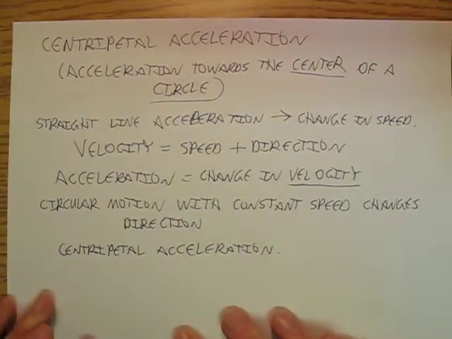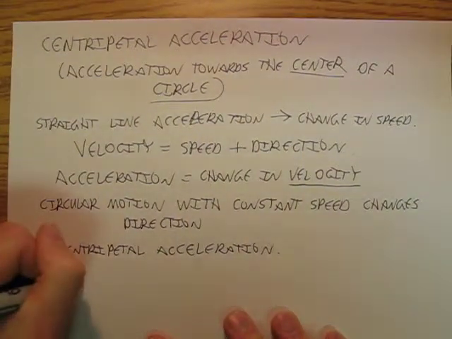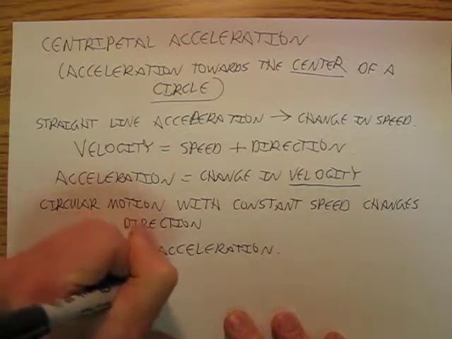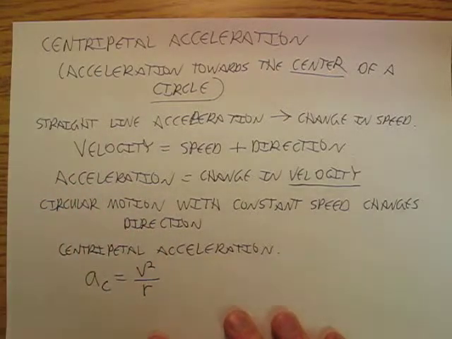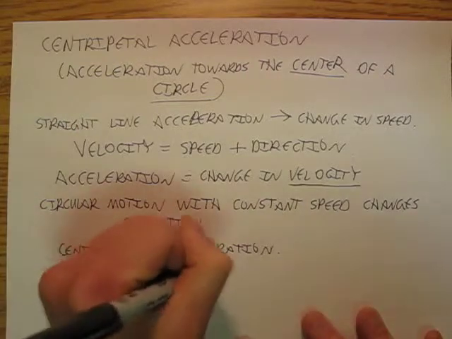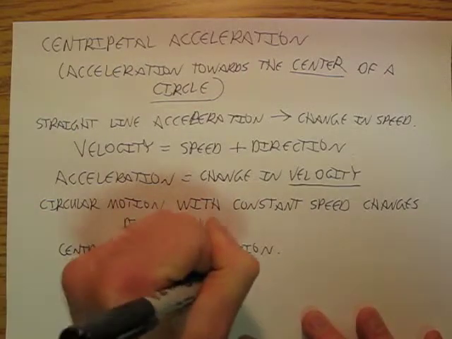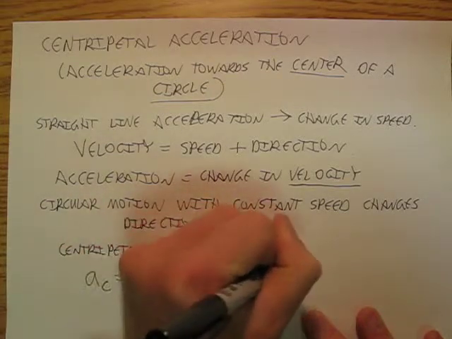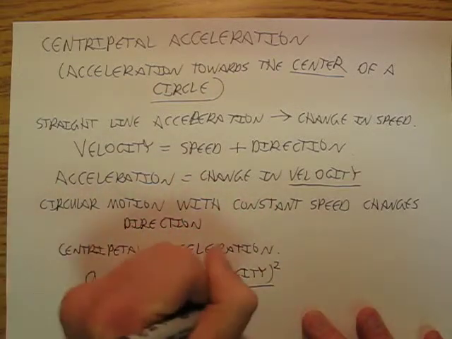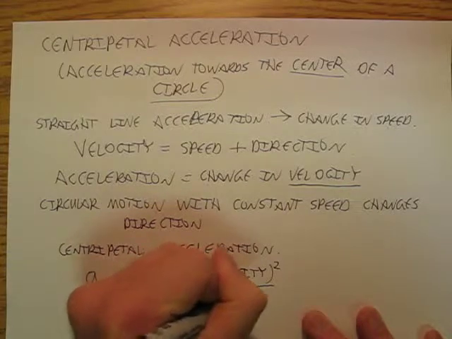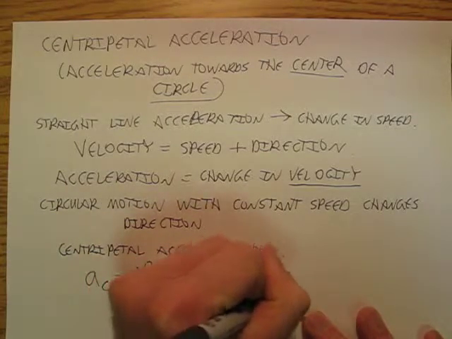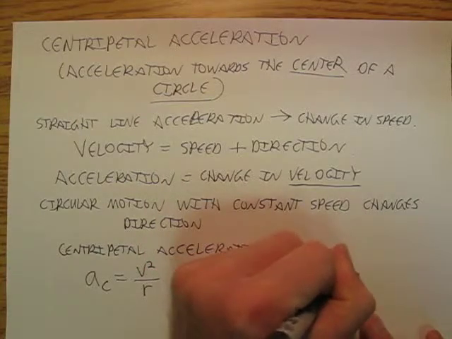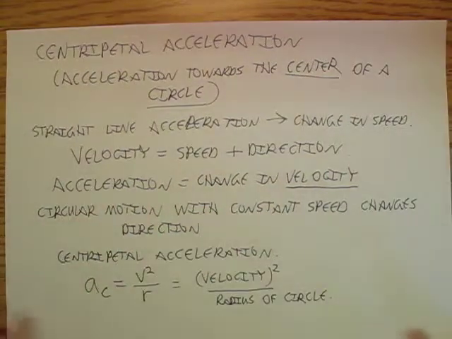And so the big equation on that is AC equals V squared over R. So it's velocity squared divided by the radius of circular motion, the radius of the circle that it's going around in.